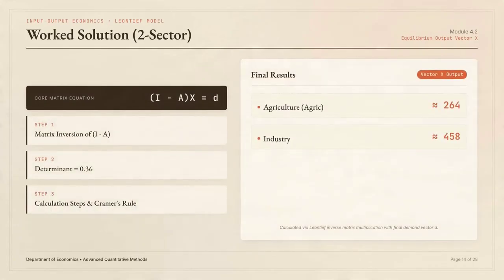Given our technical matrix, we first find the determinant, which is 0.36. Multiplying the inverse by our target demand of 100 for agriculture and 150 for industry, we find that agriculture must produce 264 units and industry 458 units to keep the economy in balance.